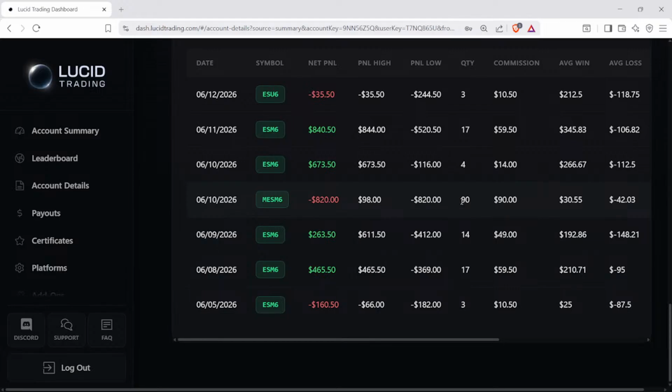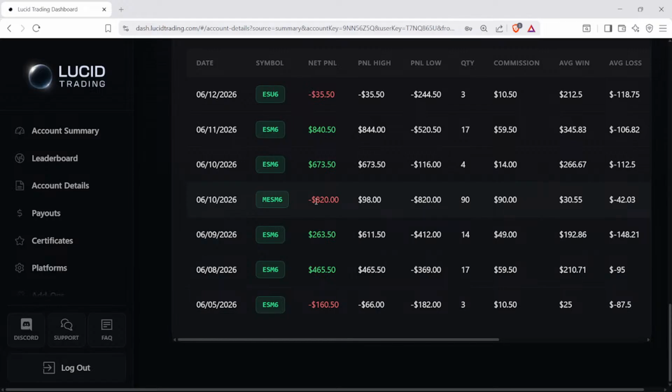And look, I traded 90 micros. So what's that? 10 micros is 1 ES. So I traded 9 ES contracts. Average loss was $42. Average win was 30. So basically I lost more than I was winning. And I was scaling out. And that's another thing, I was scaling out.